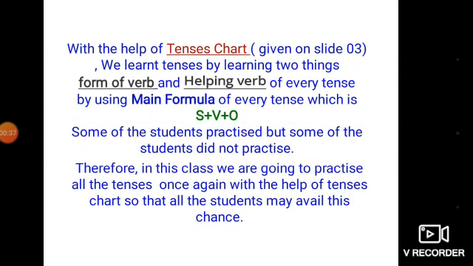With the help of tenses chart, which is given on slide 3, we learn tenses by learning 2 things. Number 1, form of verb, and number 2, helping verb of every tense, by using main formula of every tense, which is subject, verb and object. Some of the students practiced, but some of the students did not practice. Therefore, in this class we are going to practice all the tenses once again with the help of tenses chart, so that all the students may avail this chance.